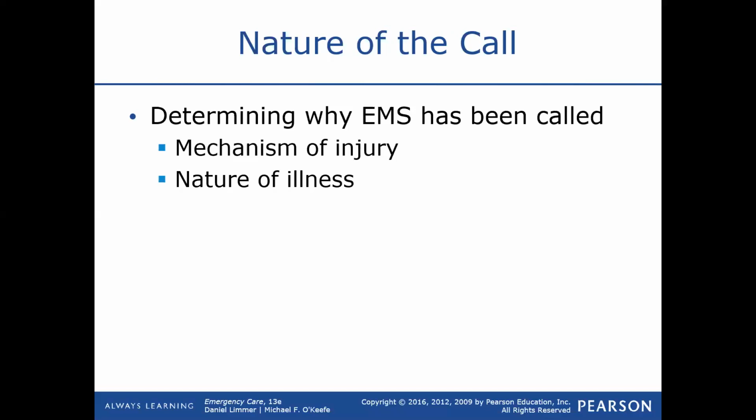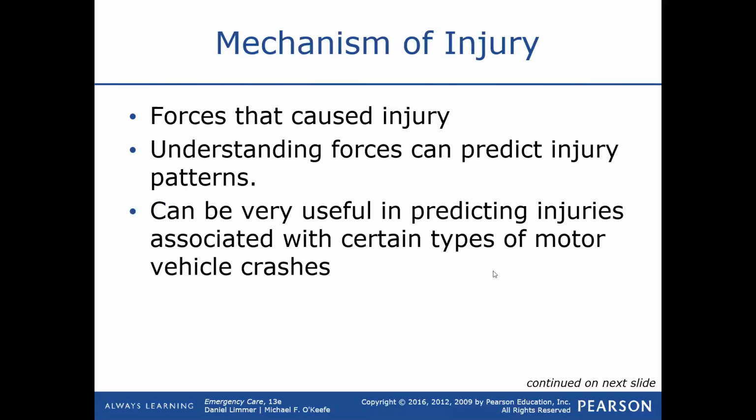Nature of illness is kind of the same idea, but it's more on the medical side. So, of course, when somebody calls for difficulty breathing, it's not because they fell down the stairs. There's no mechanism of injury. The nature of their illness is they're having trouble breathing, or they're having chest pain, or they're having a low blood sugar issue, things of that nature. But we always need to determine what is the nature of the call. Why are we there? It's either a mechanism of injury because it's trauma related, or it's a nature of illness. So we have to do that.